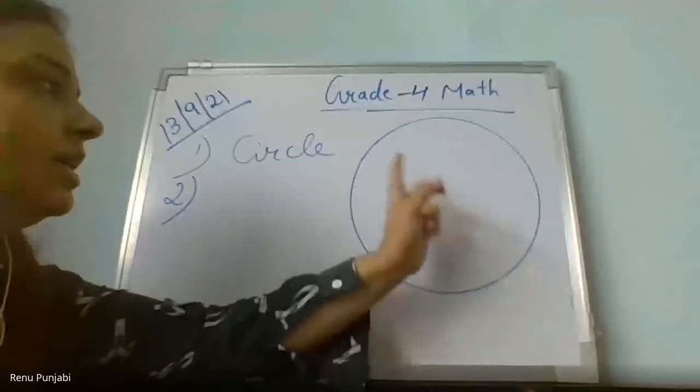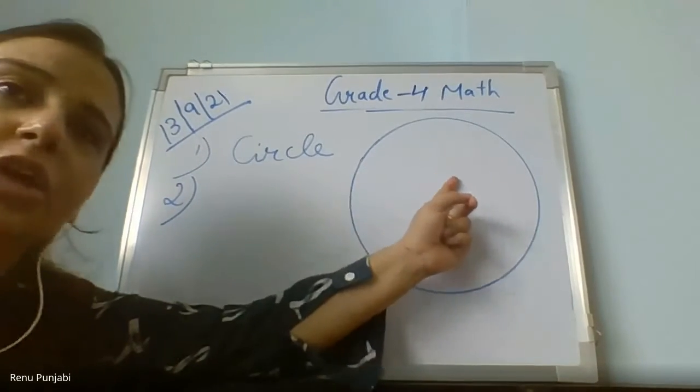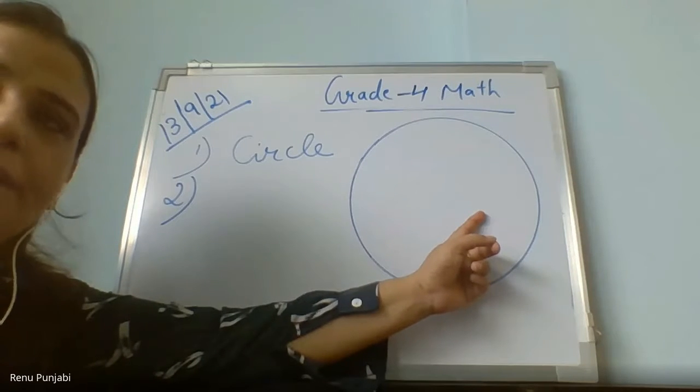Yes. So we can say a circle is a closed figure. Closed है, it's not an open figure.